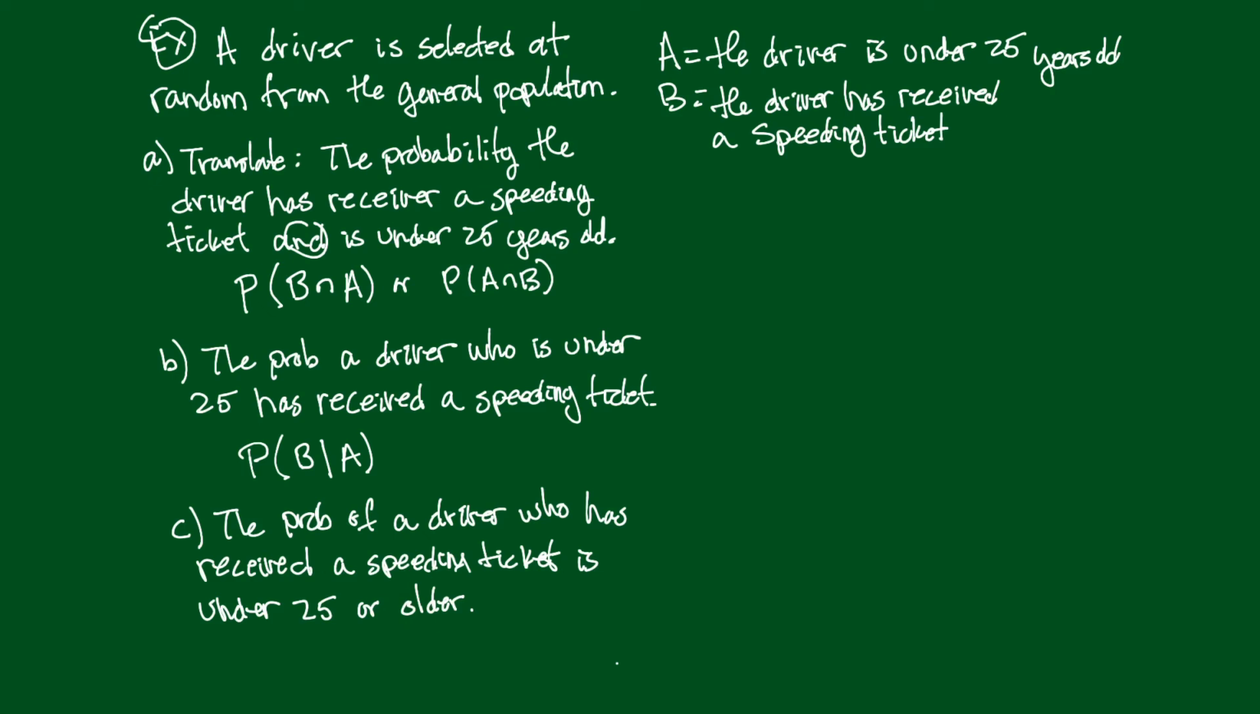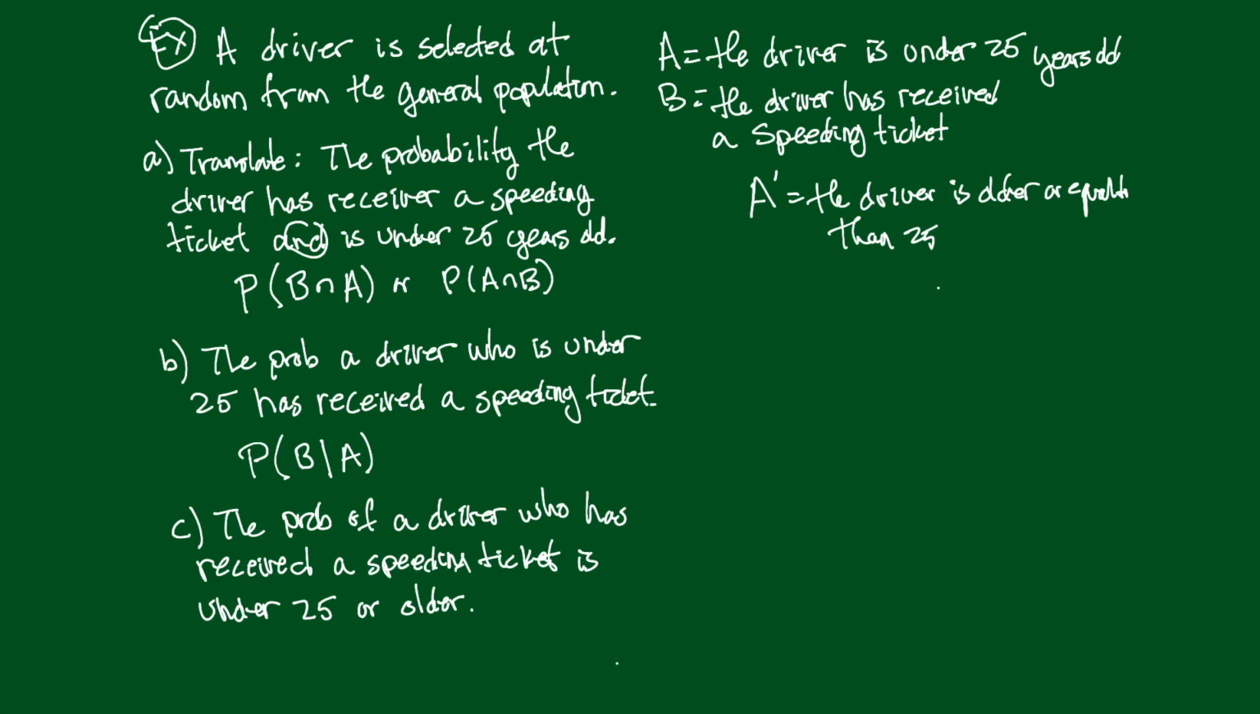Now I'm going to write that like this. I think that's the opposite of A. So I'm going to write A prime, and that's going to be the driver is older than 25, or equal to. It's the opposite. What is A? A is under 25. So the opposite is going to be older than 25 or even equal to 25.